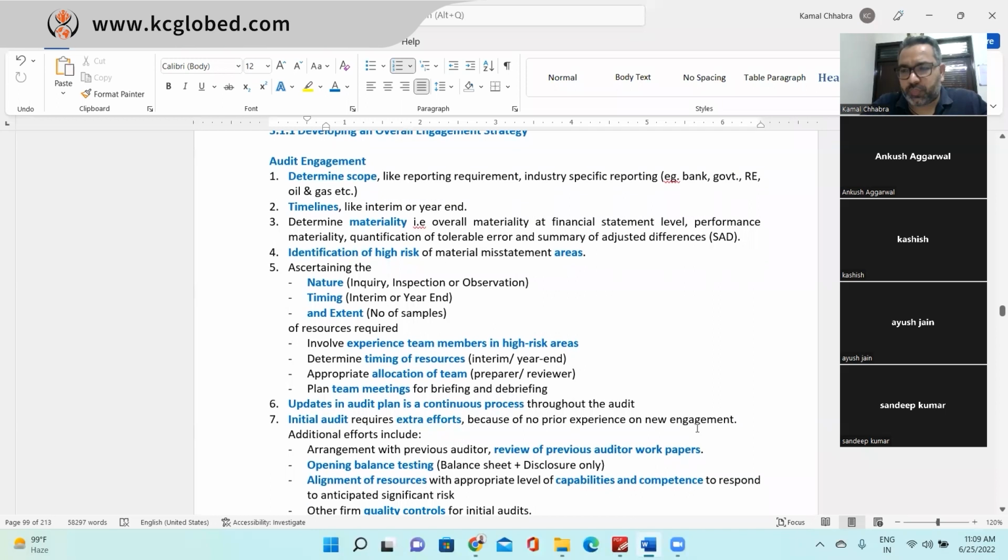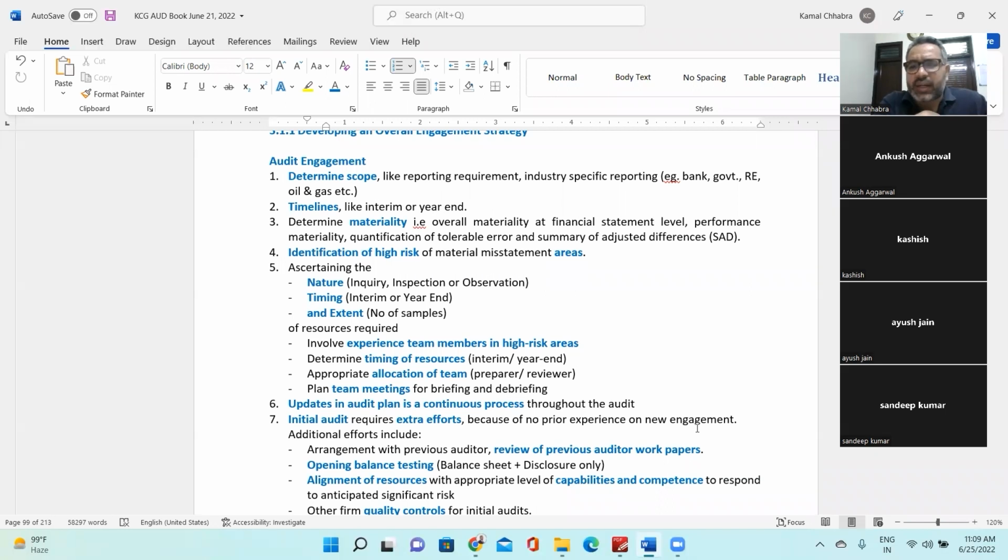First, determine the scope, like what all things you need to conduct in an audit. You need to conduct a financial statement audit. Do you need to also perform the quarterly reviews? Do you need to perform as per PCAOB standard? Do you need to perform as per AICPA standard? Does the company have multiple locations? Do you need to perform a consolidated audit? Do you need to perform the audit for different components also? Or in which industry, whether it's banking, government, real estate, oil and gas, right? So that understanding you need to take.